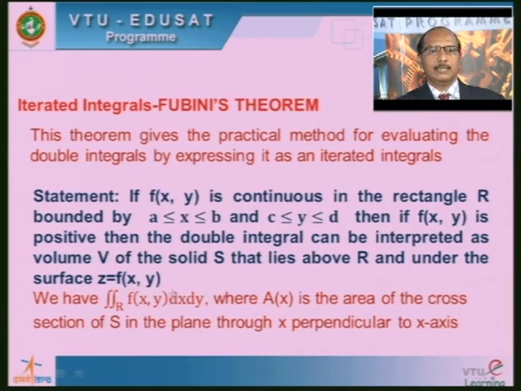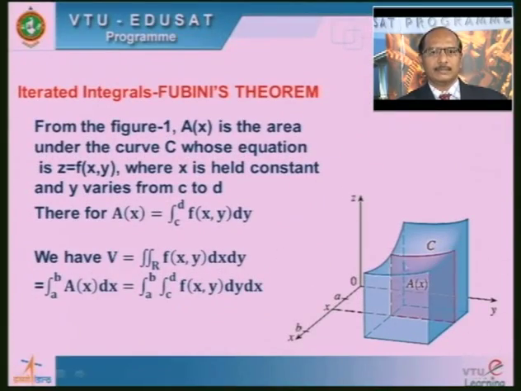Here the double integral of f(x,y) dx dy over the region R, if you integrate first with respect to y, that gives a function of x, A(x). What is the A(x) here? A(x) is the area of the cross section of the solid S in the plane through x and perpendicular to x. You can see the figure here. From the figure, A(x) is the area under the curve C, whose equation is the surface equation z equal to f(x,y). C is on the surface, where x is kept constant while integrating with respect to y. x is held constant and y is varied from c to d.